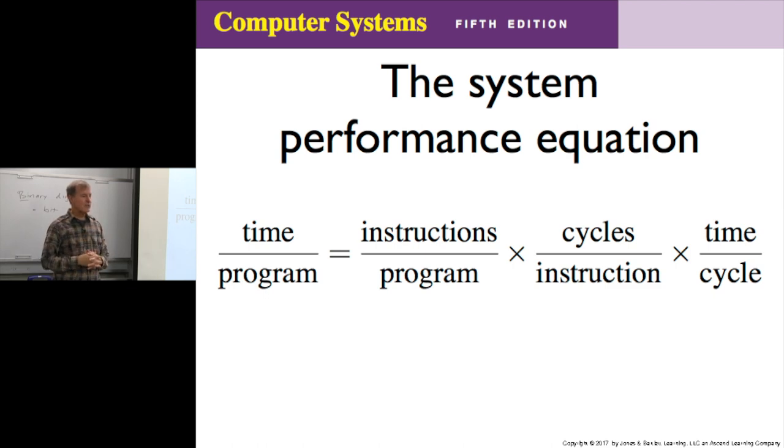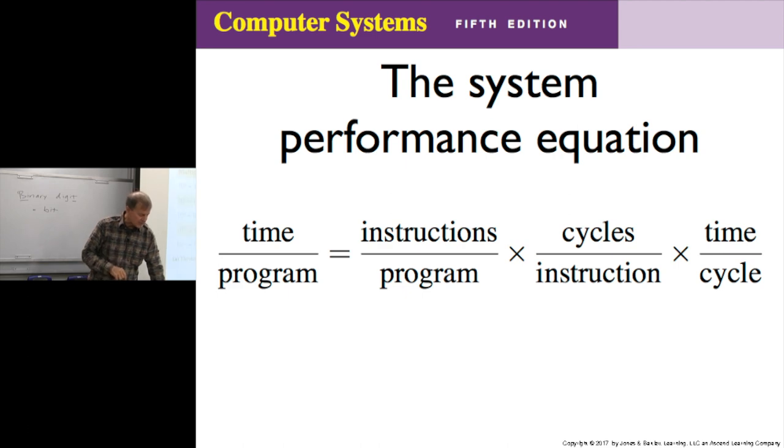Now, you guys are all familiar in science about how the units cancel. Do you see how the instructions cancel and the cycles cancel and you get time per program on both sides of the equation? Do you see how that works? All right, so now here's the idea. Let's go back to, what are these cycles per instruction?